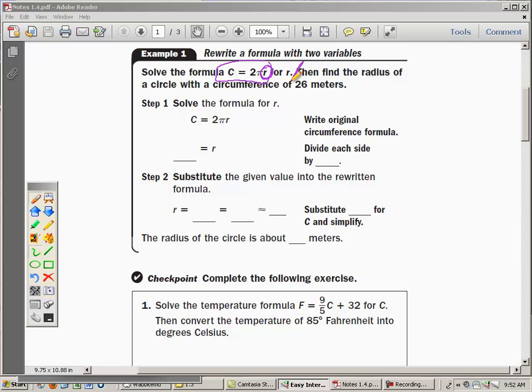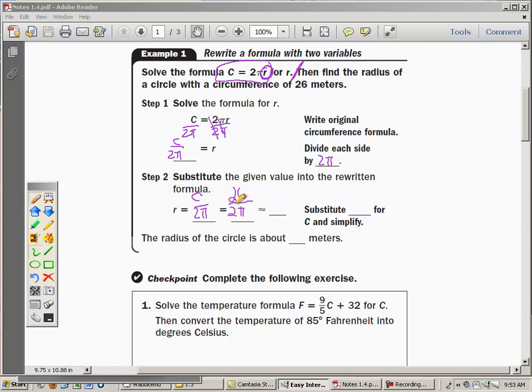So right now, r is being multiplied by 2 and multiplied by pi. And so we're just going to undo both of those by dividing both sides by 2 pi. And so the radius is equal to whatever circumference divided by 2 pi is. So in the original formula, your formula now is circumference divided by 2 pi is equal to the radius. And now we're going to plug in that second piece of information. It says find the radius of a circle with a circumference of 26 meters. So 26 divided by 2 pi.